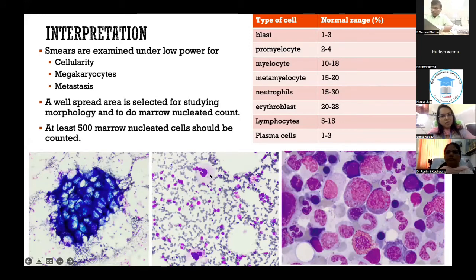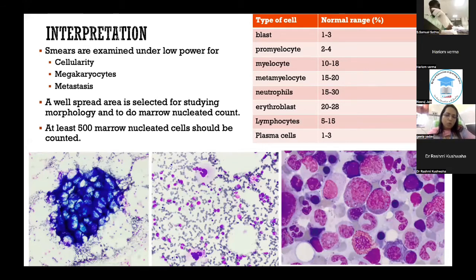Then on low power, we have to look at megakaryocytes for their adequacy and for any kind of dysplasia. The normal adequacy of megakaryocytes is 3 to 5 per particle. Anything less than that is decreased megakaryocytes. For dysplasia, we need to see at least 30 megakaryocytes to comment upon dysplastic megakaryocytes.